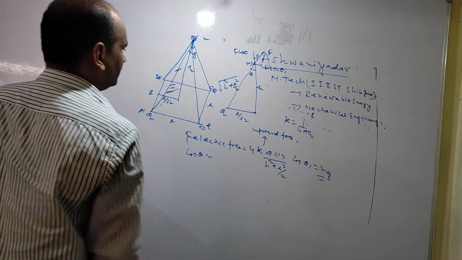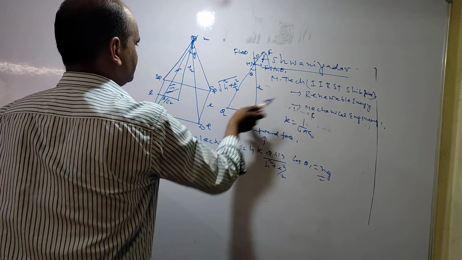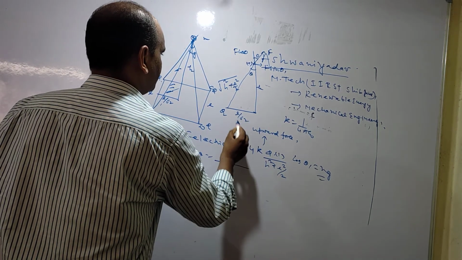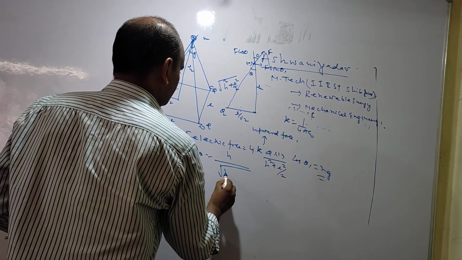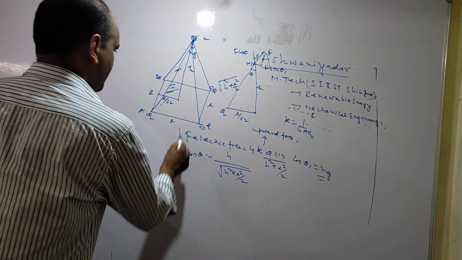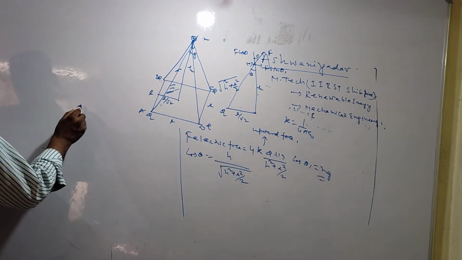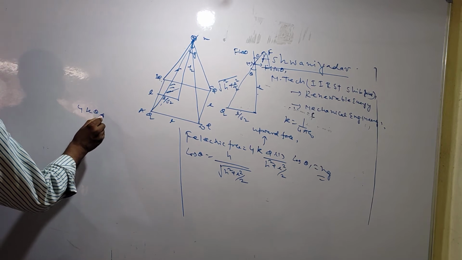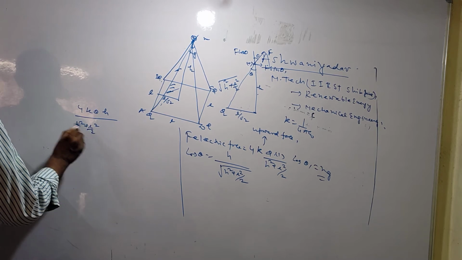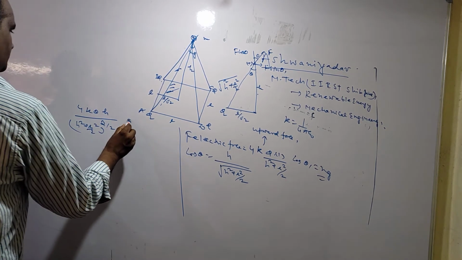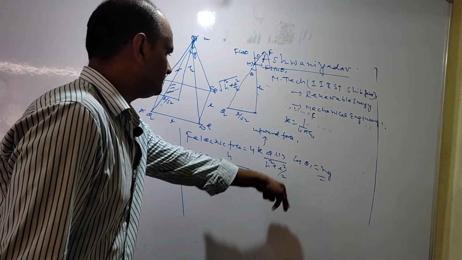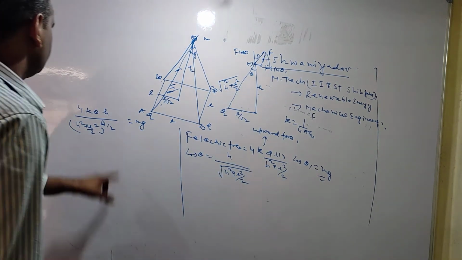Use the geometry of the triangle, use the theta and lengths. You can find cos theta, this is p and this is b: cos theta is h by under root h square plus L square by 2. So we balance this equation: 4 k q h by h square plus L square by 2 to the power 3 by 2 is nothing but mg. When you multiply this one, powers 1 and half add, and it becomes 3 by 2.